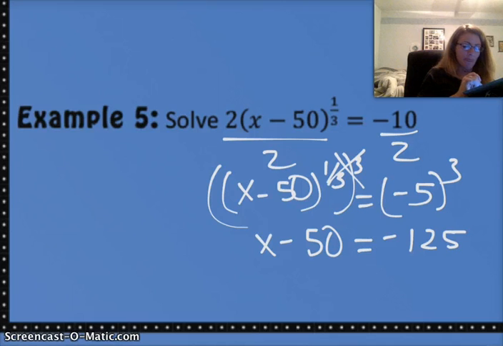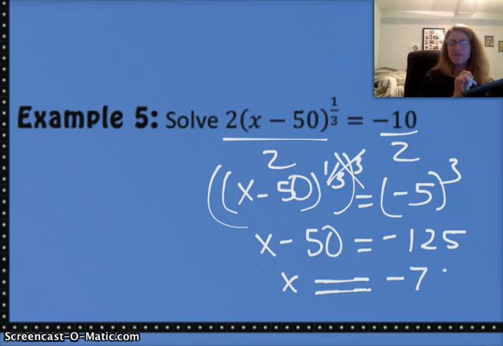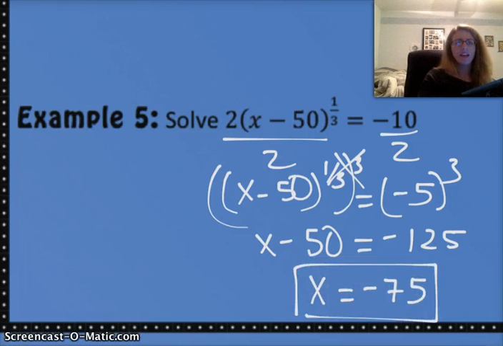And negative 5 cubed is negative 5 times negative 5, which is positive 25, times another negative 5 is negative 125. Add 50 to both sides, and we get x equals, it's a long equals sign, x equals negative 75, I think. And again, since this is a cube root, we can have negatives under the cube root, so any answer will work.